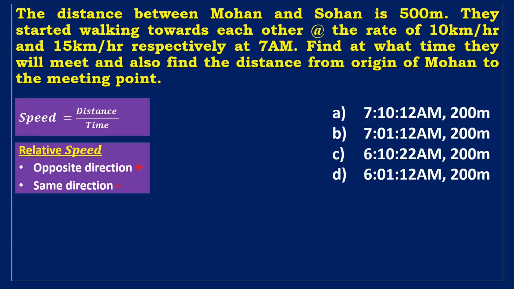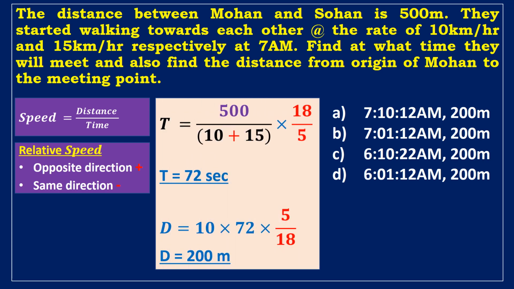Example 2. The distance between Mohan and Sohan is 500 meters. They started walking towards each other at the rate of 10 km per hour and 15 km per hour respectively at 7 a.m. Find at what time they will meet and also find the distance from the origin of Mohan to the meeting point. When traveling in opposite directions, the relative speed of Mohan and Sohan is 15 plus 10 km per hour. The time required to travel 500 meters is 500 divided by 15 plus 10.